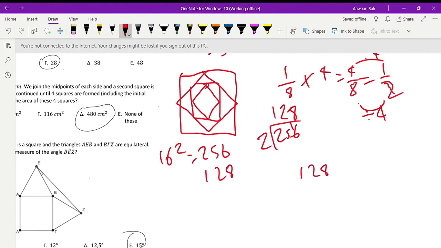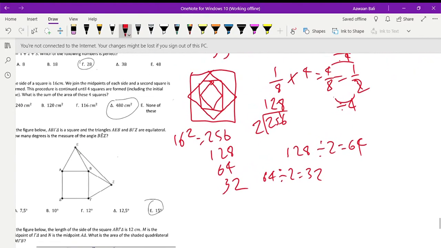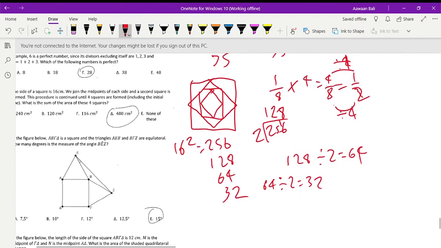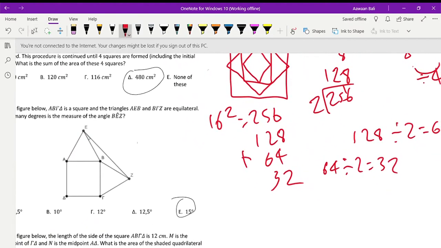128 divided by 2 is 64. Yeah, it's 64. And 64 divided by 2 is 32. Now we have the areas of all 4 squares. So we just add them now.